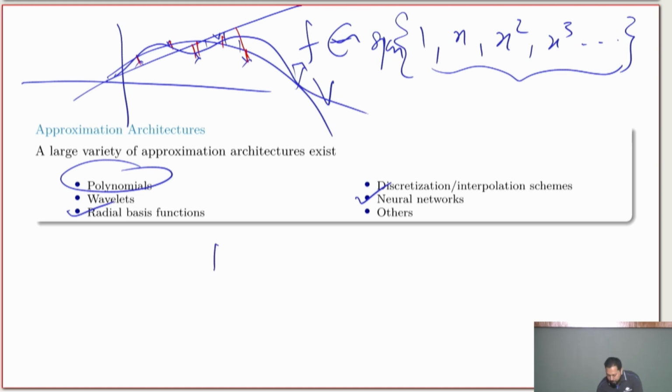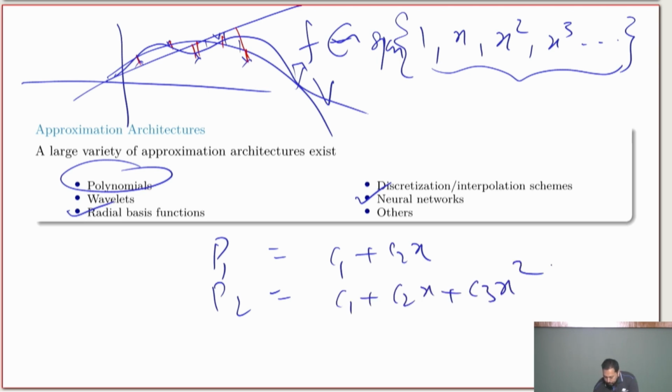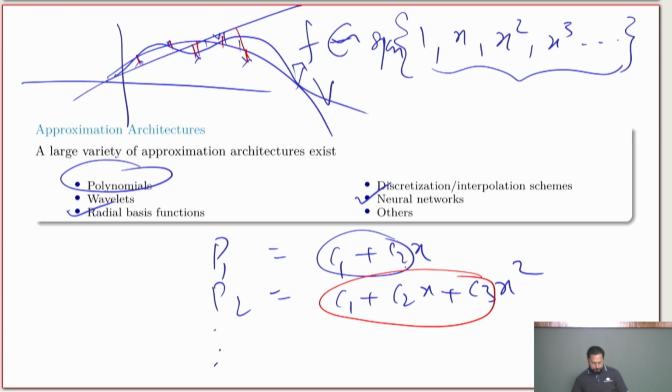The complexity increases because the polynomial, let's say the linear one will be span of C1 plus C2x. Polynomial of second degree will be C1 plus C2x plus C3x squared, and so on. So as you can see, if you want to fit a polynomial, then the number of parameters you need are 2, C1 and C2, to identify this polynomial, and here the parameters that you need are C1, C2, C3. So there are 3 parameters to be estimated, and so on.